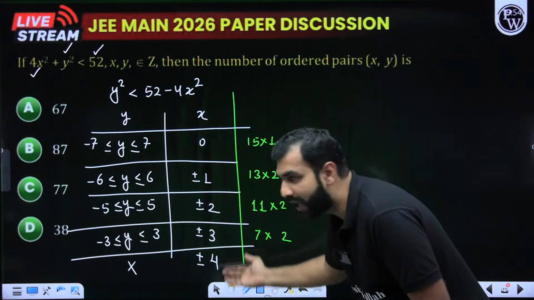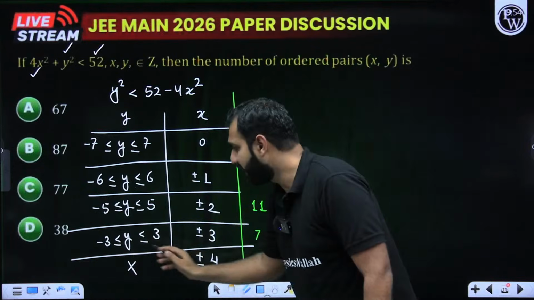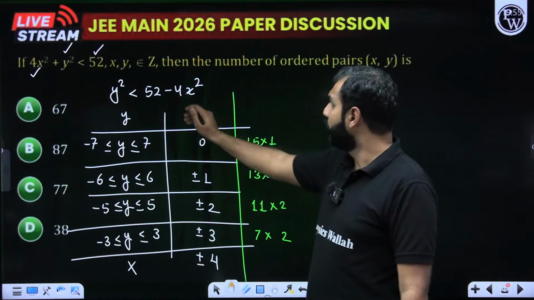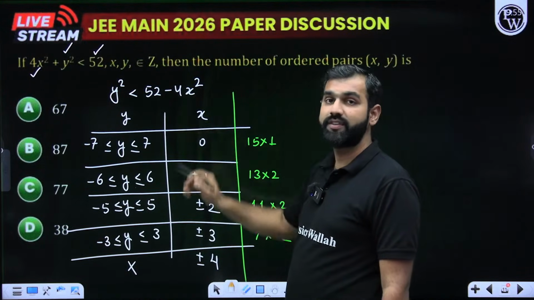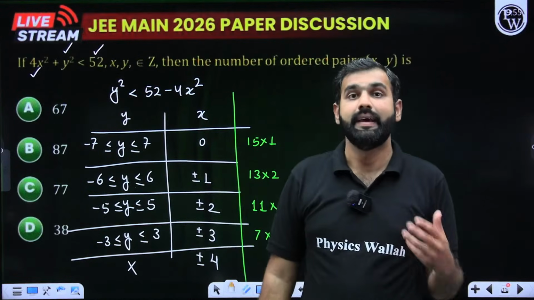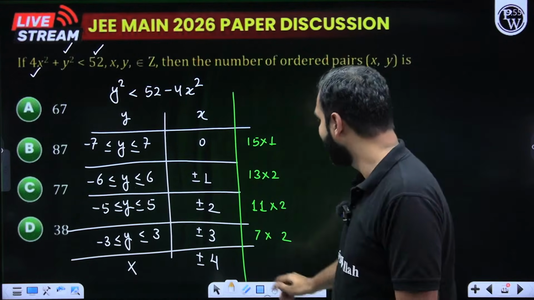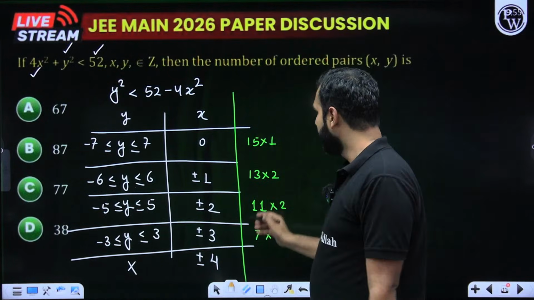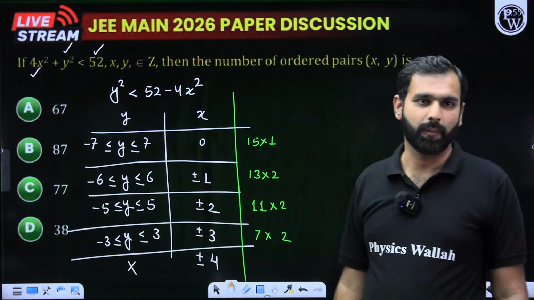And if you keep calculating in this manner, you reach minus 3 and 3. And then finally, with this, 4 into 4 square, 16 into 4 is 64, 52 minus 64 is negative. A perfect square can never be less than negative, which means this will end here. You won't find any elements. So this should end here and you can count these numbers and mark the correct options.